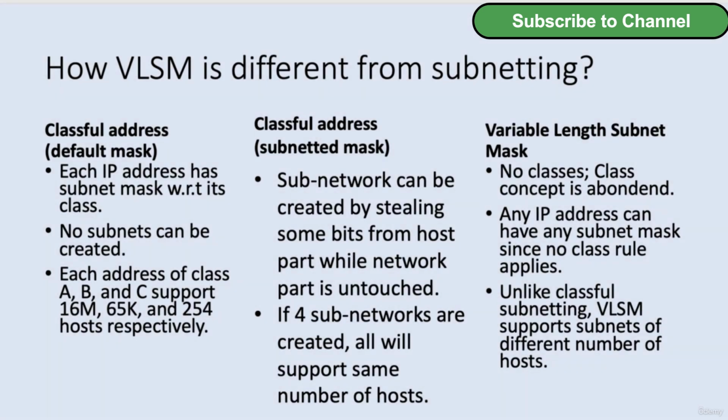The topic is how VLSM is different from subnetting. I have compared it with 2 cases, which are without subnetting and with subnetting. When we don't have any subnetting, each IP address will have a fixed number of hosts with respect to its class. When we divide a network into subnets, each subnet has the same number of hosts. While in VLSM, the same-number-of-hosts restriction doesn't apply. We can have subnets of different sizes.